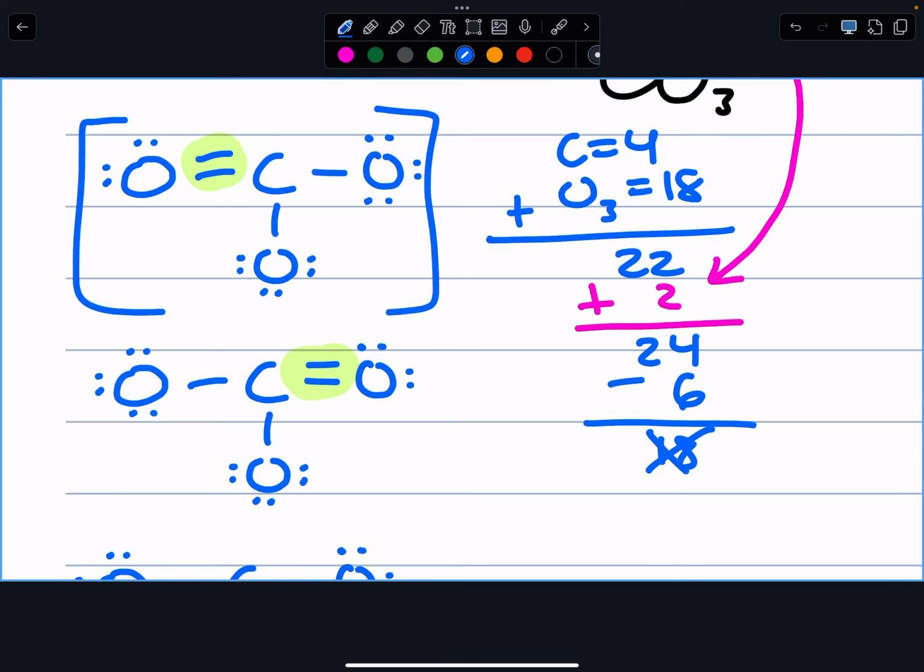Just a side thing: I need brackets for this because it has a charge. Brackets for this molecule because it has a charge. If you don't put brackets, the answer is wrong.